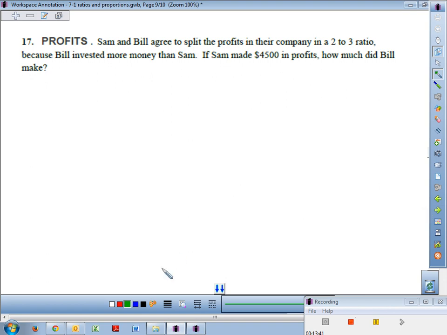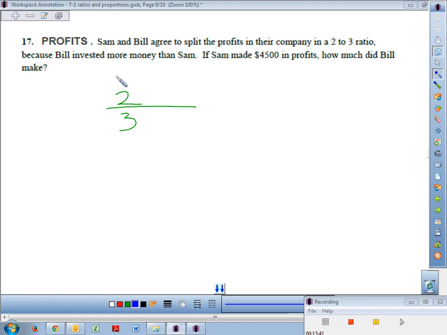So last one. Sam and Bill agreed to split the profits of their company in a 2-to-3 ratio because Bill invested more money than Sam. So we definitely know the ratio is 2-to-3. And what you can't do is this. You can't say $2 for every $3. You don't want the labels to be the same. That's bad news there. You got to have something to distinguish between the two. And what would be the best idea is probably their names, Sam and Bill.